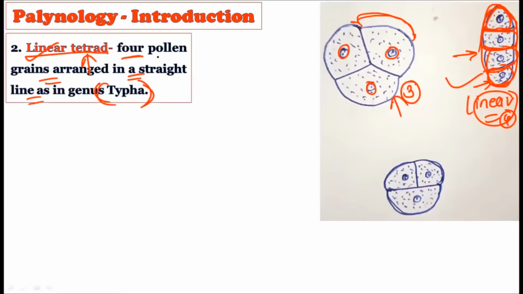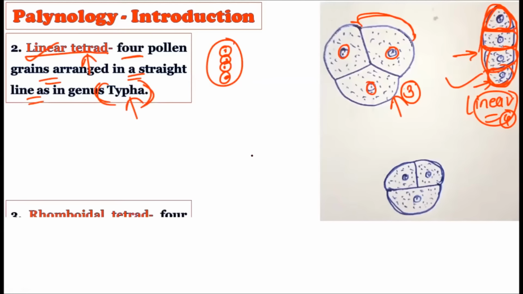See, the second type is the linear tetrad, in which the four pollen grains are arranged in a linear manner. Okay, so these are four types of pollen grains. When they are arranged in a linear or straight line, these are found in the genus Typha.